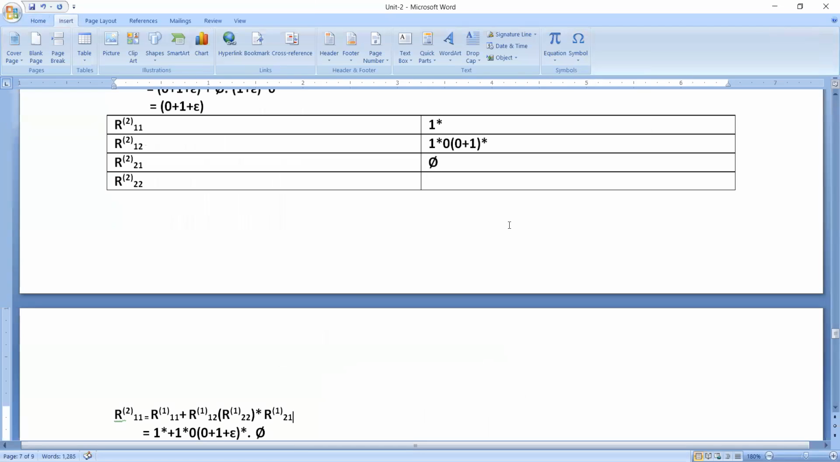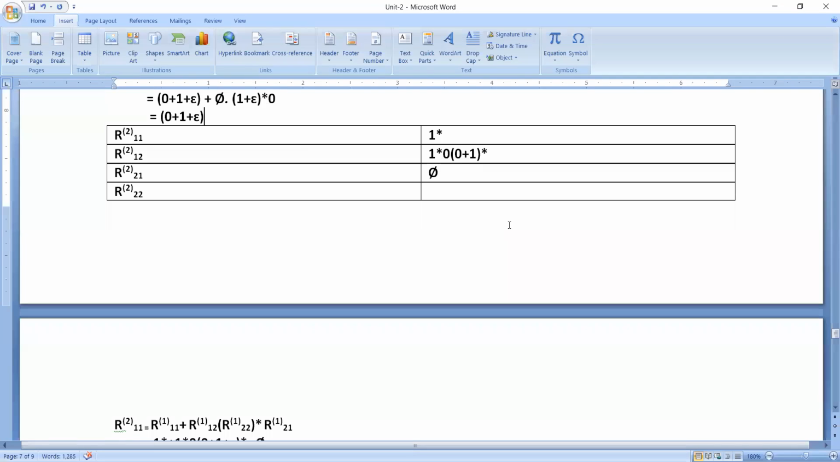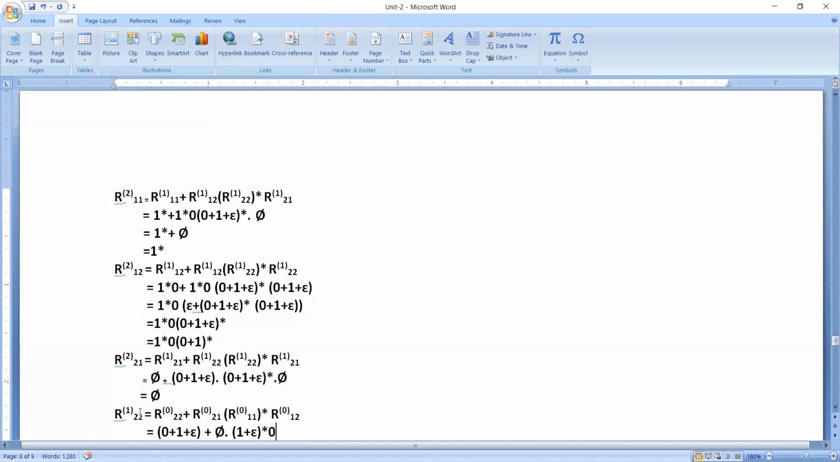Now finally we need to do the last one, which is R power 2 of 2 2. Now k value is 1, so k minus 1 will become 1. So I am writing 1 everywhere. I am writing 1. So k minus 1 will be 1.